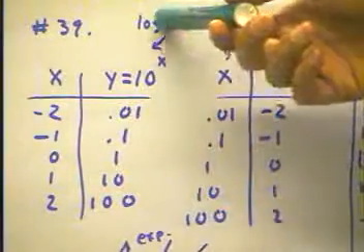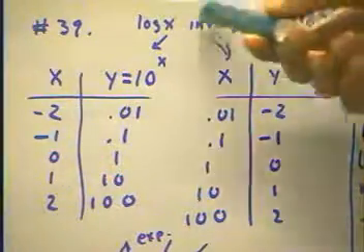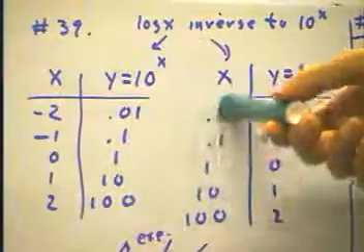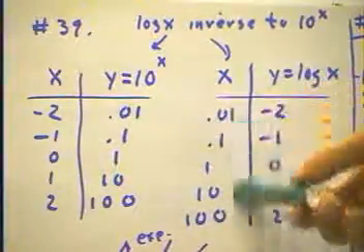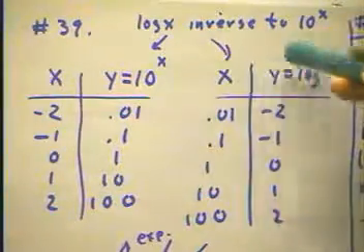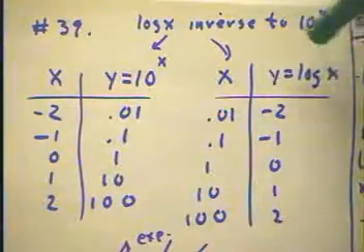To get a table for the log of x, we simply invert the two columns, so that the y column becomes the x column and the x column becomes the y column, and then we have at least a partial table for y equals log of x.